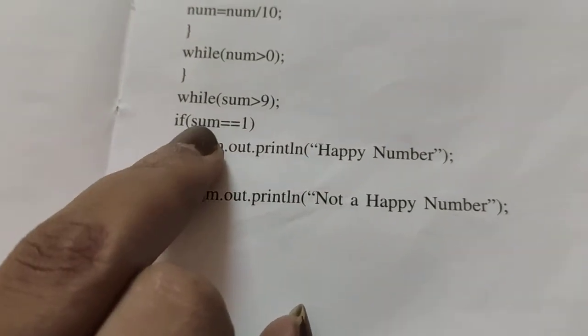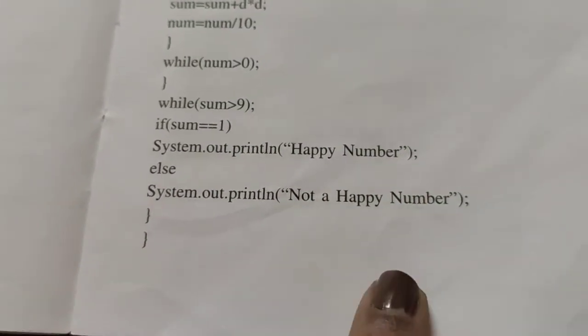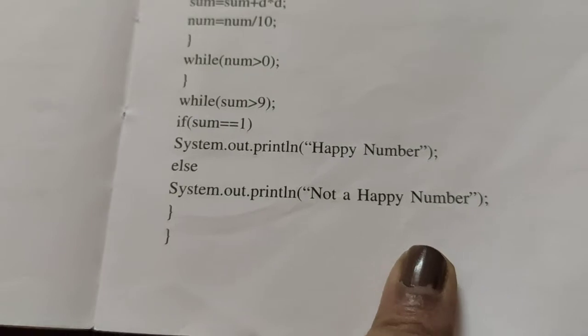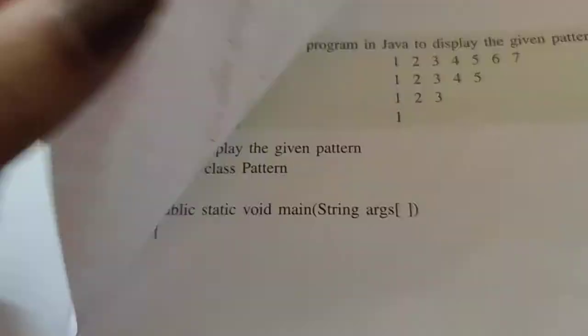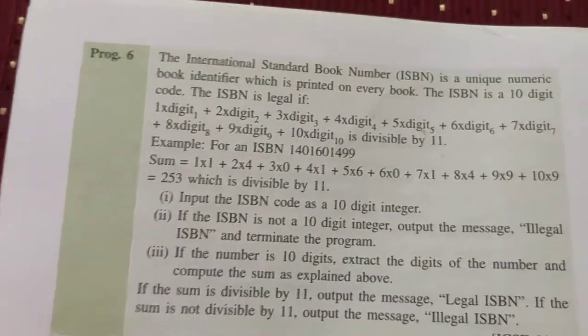Now they are checking whether the sum is equal to 1. If the sum is equal to 1 only, it is a happy number. Otherwise it is not a happy number. We are going to display it. So we will see the next program 6.